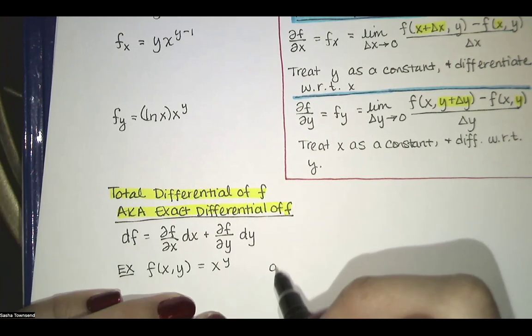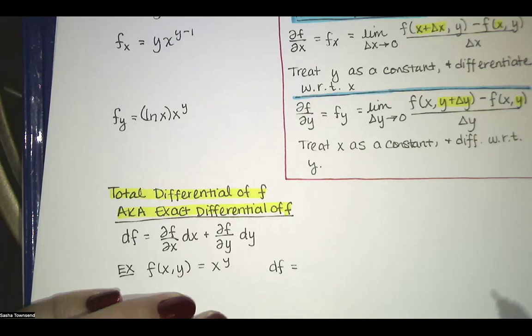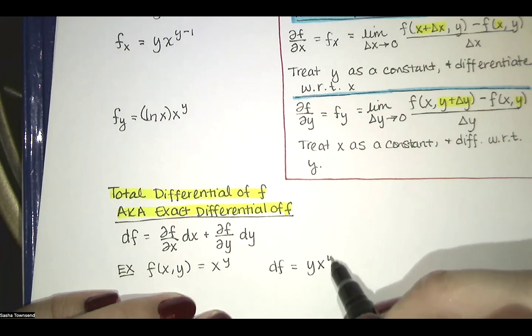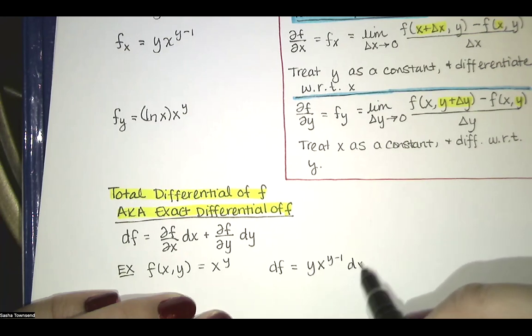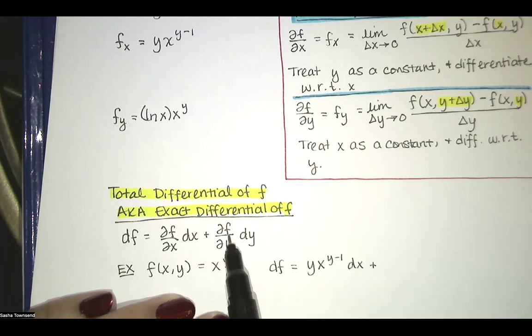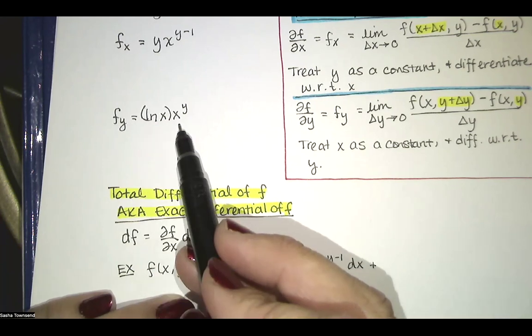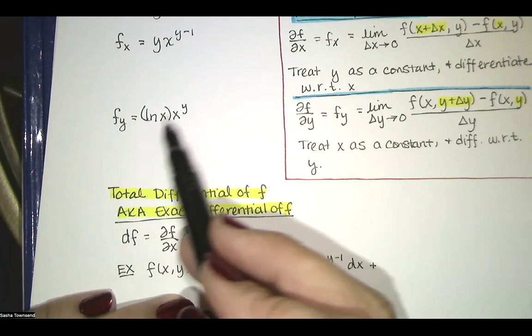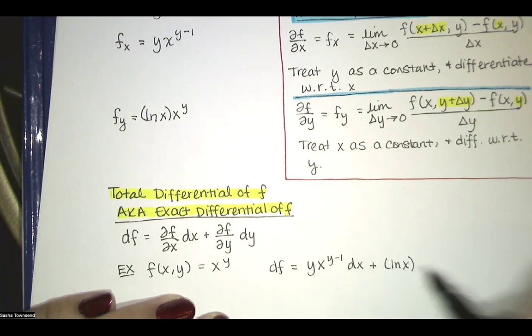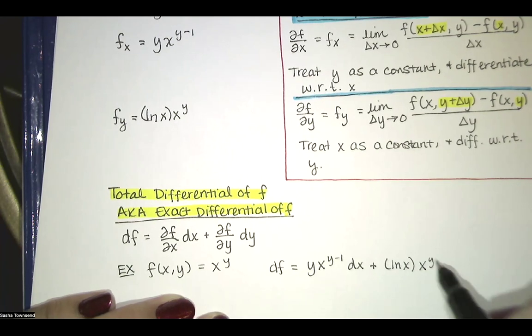Then the total differential of f is the partial derivative of f with respect to x, which we computed using the power rule. That's y times x to the y minus 1 times dx, plus the partial derivative of f with respect to y, which we computed using that exponential rule for a to the x, or a to the y in this case. That partial derivative with respect to y times dy.